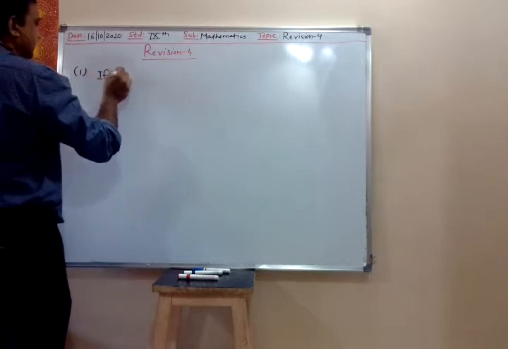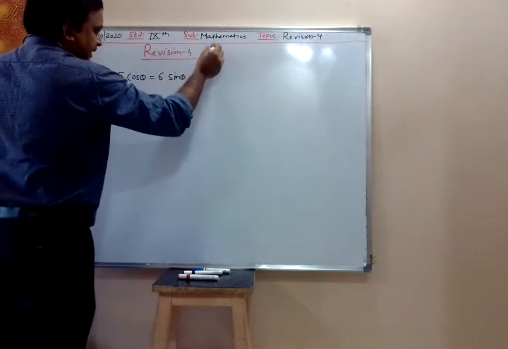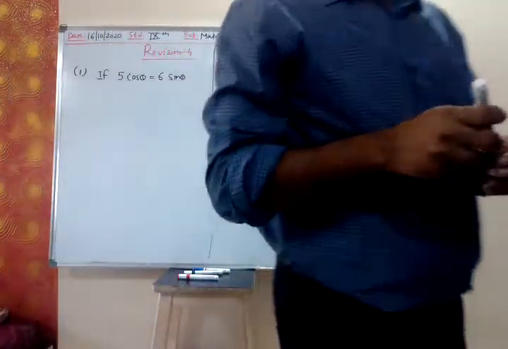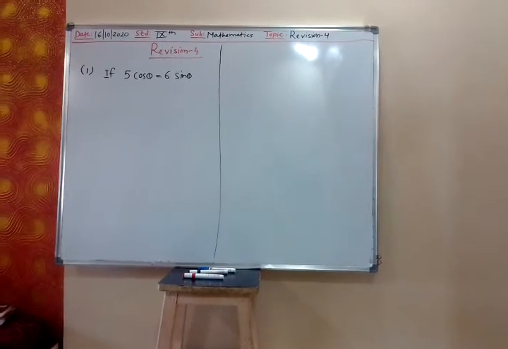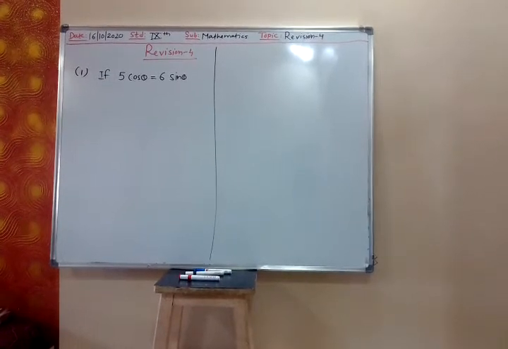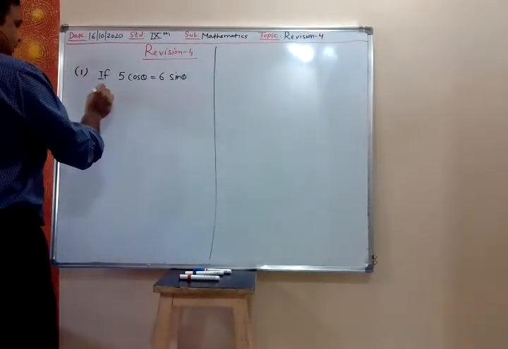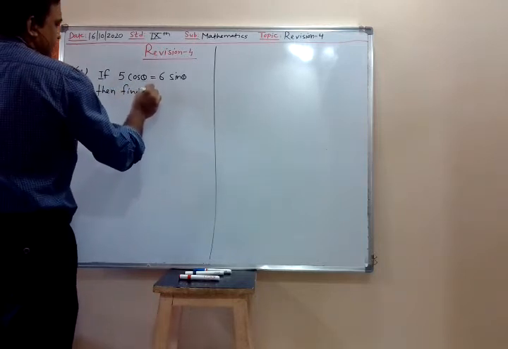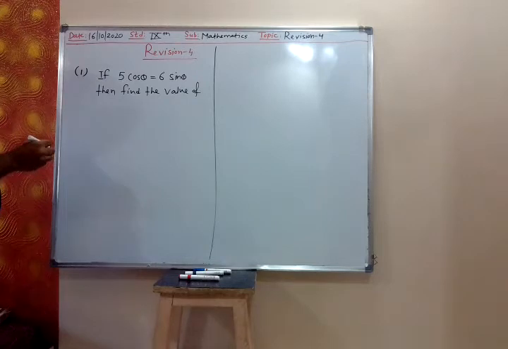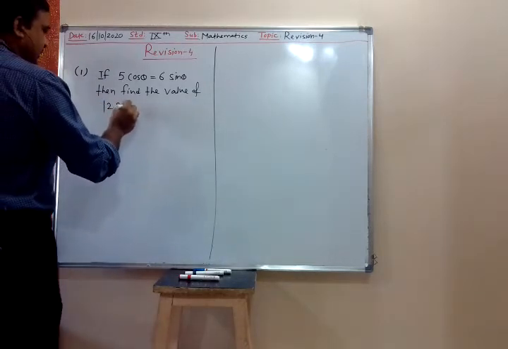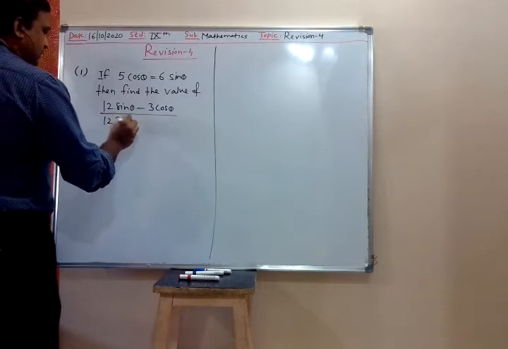If 5 cos theta is equal to 6 sin theta, then find the value of (12 sin theta minus 3 cos theta) upon (12 sin theta plus 3 cos theta).